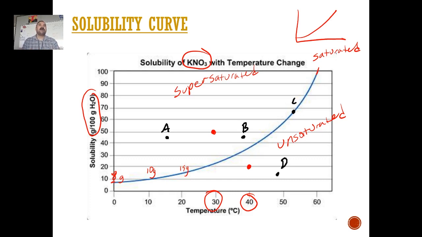If I put sugar in a cup of water until it can't hold anymore, and then I keep adding more sugar, it's only a saturated solution. The only way to make it supersaturated is to heat it up and get it all dissolved into it. Any questions about that?